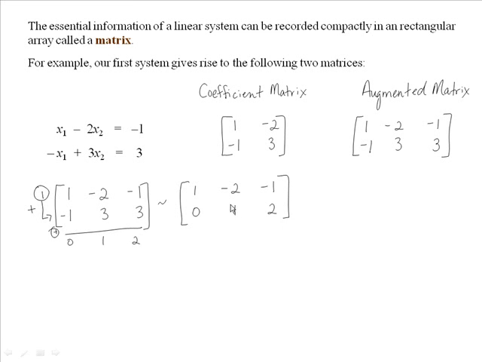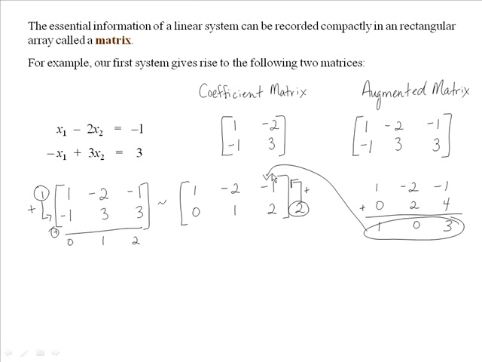And now I'm going to do the same thing. I want to eliminate my x2, or this negative 2. So I'm going to multiply by 2 here and add it to this row. So what I end up with is 1, negative 2, negative 1, and I've multiplied this one by 2, so I'll get 0, 2, 4, and I want to add those together. So I get 1, 0, 3. What I'm going to do is replace the first row with this now. So my new matrix is 1, 0, 3, and 0, 1, 2.